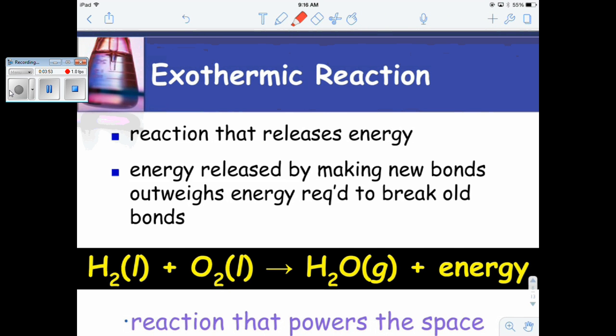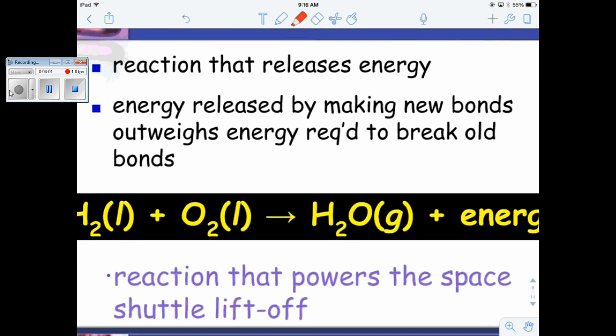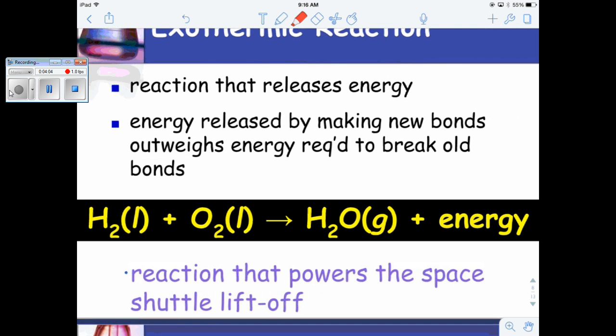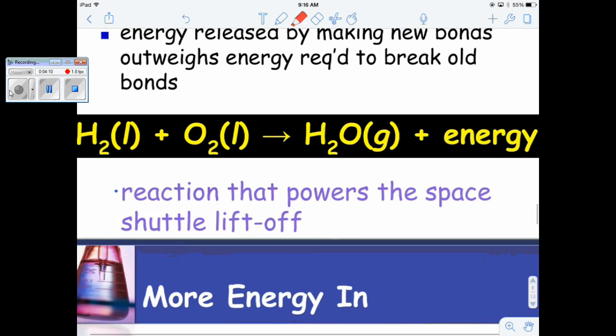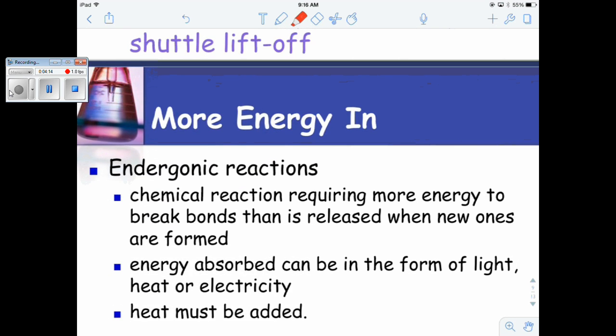Energy released by making new bonds outweighs the energy required to break the old bonds. A formula would look something like that. We have energy being released. And then the other type is when more energy gets taken in.